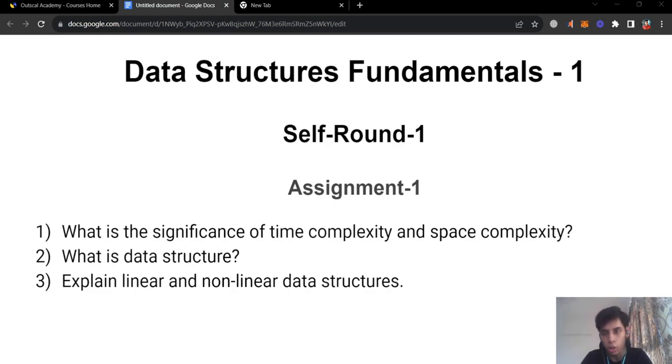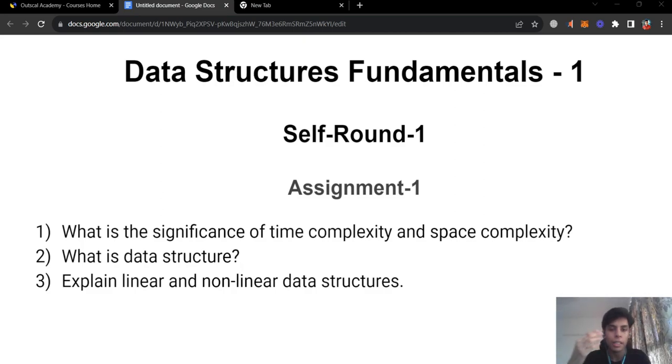So coming to the first question, what is the significance of space and time complexity? Every problem has multiple solutions and each requires different space and time to get the desired solution. Time and space complexity are fundamental concepts in computer science that help us analyze and understand the performance of an algorithm. Time complexity measures the amount of time an algorithm takes to complete as a function of input size. It gives us an idea of how the runtime of an algorithm grows as input size increases.